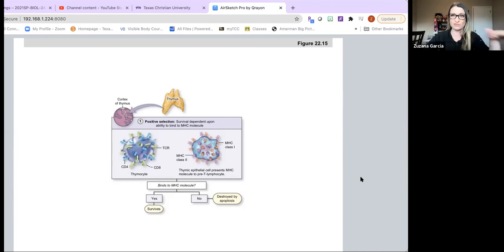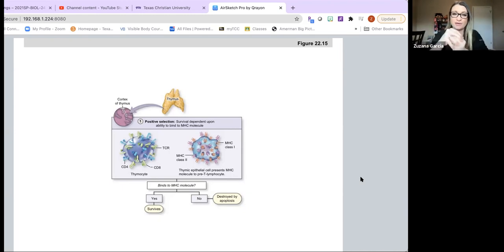Okay, so most of them don't make a match with anything. And you don't need cells like that. If they're not able to match with a foreign antigen, well, what do you need them for then? Okay, they're bad, so we destroy them. So only 5% survive that first part. Out of these 5% that survive that first part, some of them are going to be able to match to something that's on an MHC class 1 molecule.